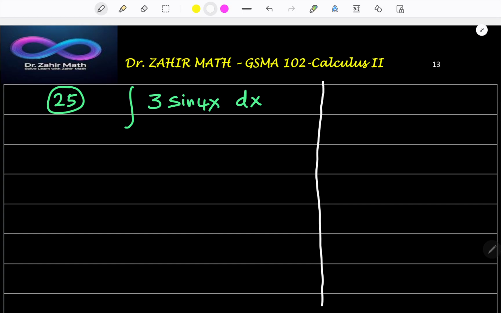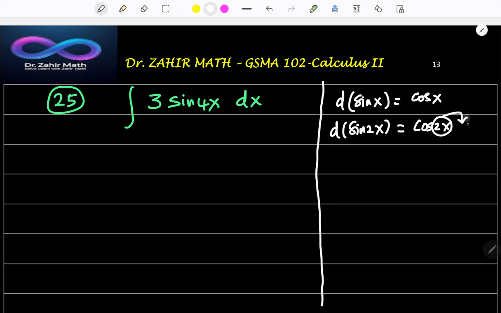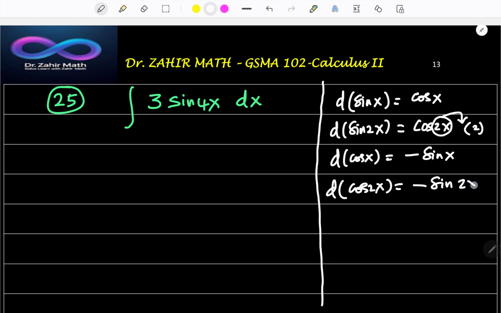Okay, let me explain. So you know the derivative, right? What is the derivative of sine x? The derivative of sine x is cosine x. Tell me, what is the derivative of sine 2x? Same, cosine 2x and then the derivative of 2x is what? 2. Okay. What is the derivative of cosine x? Which is negative sine x. What is the derivative of cosine 2x? Which is negative sine 2x and then the derivative of 2x is what?